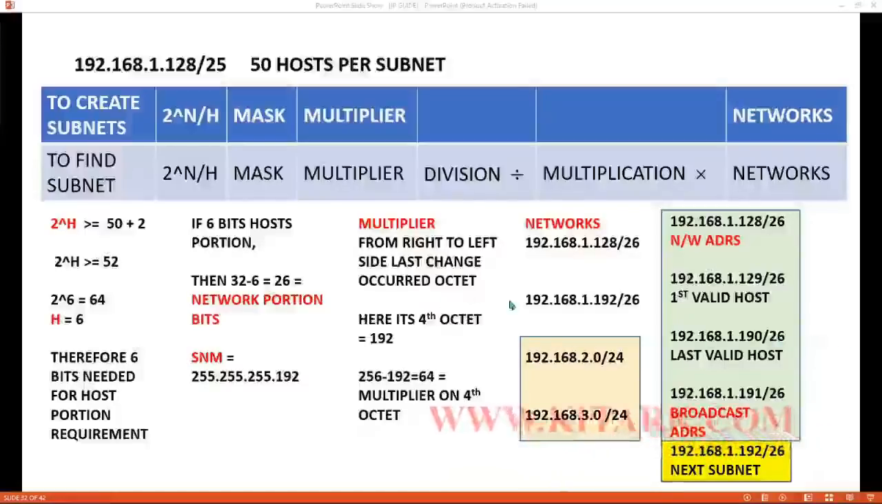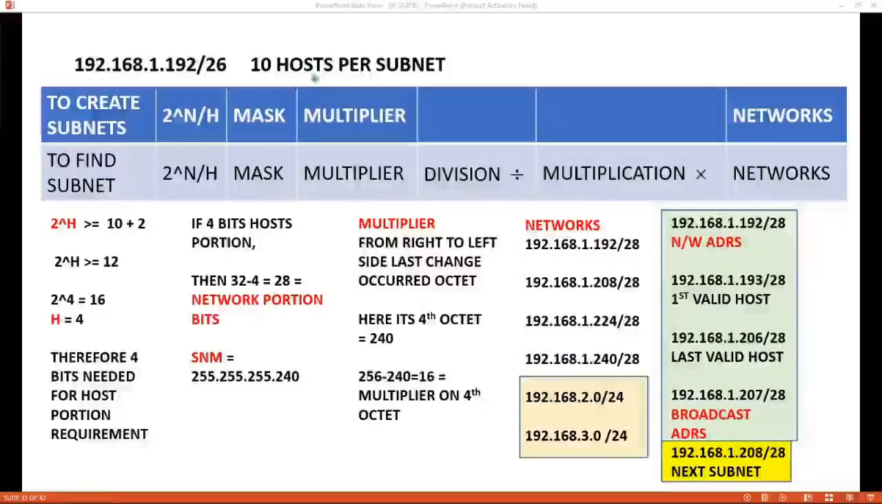Then again, the next requirement is 10 hosts per subnet. You know the diagram, right? I showed the lab, and in that the next one is 10 hosts per subnet. Again here I have found this 192.168.1.128/26, and I am going to allocate this network for my 50 hosts per subnet. Again what I am going to do is take this 192.168.1.192/26 network address, which I am going to use for my next requirement, 10 hosts per subnet. Okay. So here you can see 192.168.1.192/26 for 10 hosts per subnet.